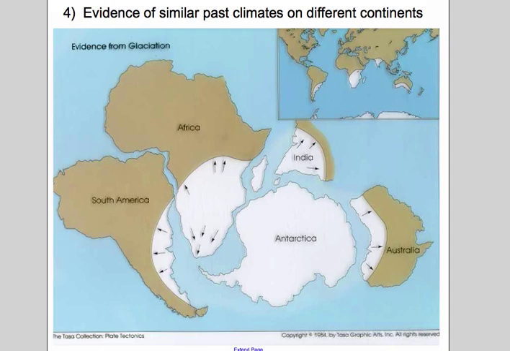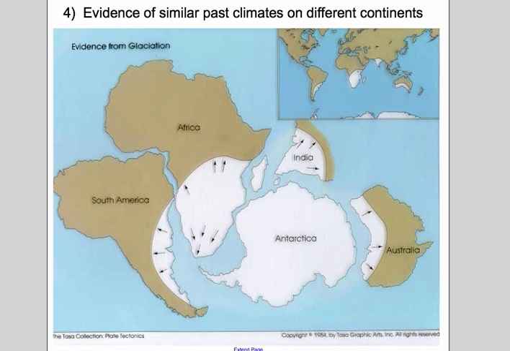And then past climates. At one time, the whole area in white was under a glacier, ice, basically. And that's really weird because look at where India is today, to have ice way across the equator and way below the equator all at the same time.